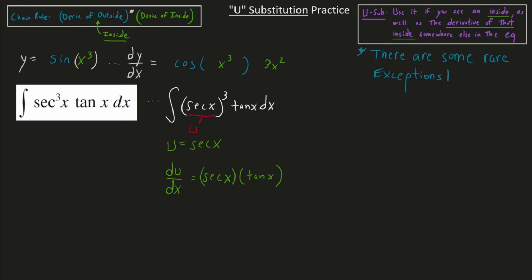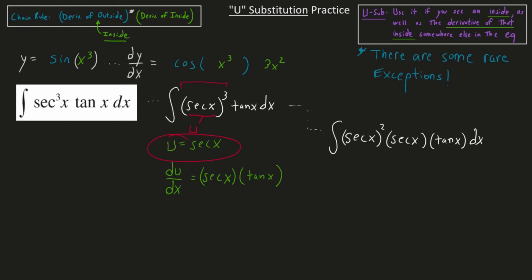So, the important step. Do I see the derivative of this u choice elsewhere in this equation? And at first, you may be tempted to think no, because this whole thing's going to be u to the third, and I just see a tangent x times a dx. Well, be careful. A secant x times a tangent x times a dx is actually in this equation. You've got to split this secant x cubed up like this. So now I have a secant x times a tangent x times a dx.